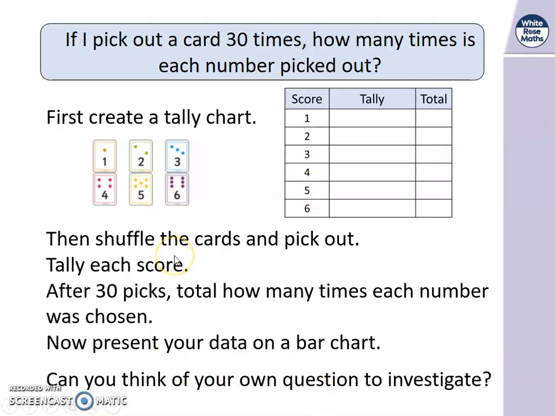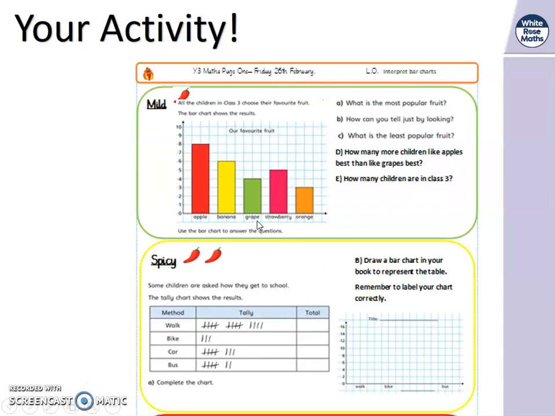So for instance, if I shuffle my cards and I pull out a 5, I will write a tally chart in the 5 column, and you will do this each time. After you've done this, you can move on to your activity in your learning pack. So choose whichever challenge you think is suited for you and give the questions a try. If it's too easy, move on to the next challenge. See how many you can get through.